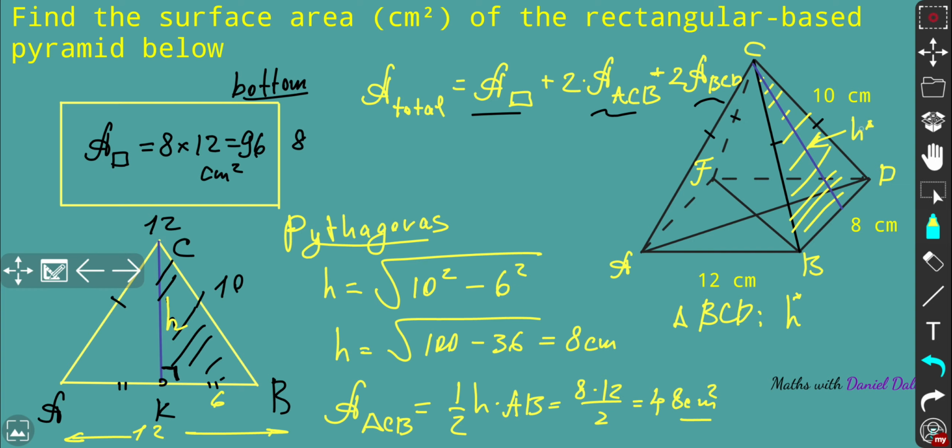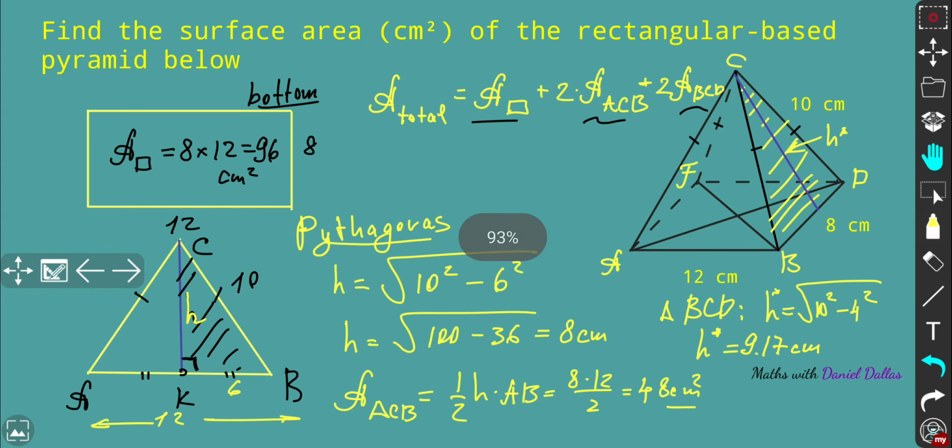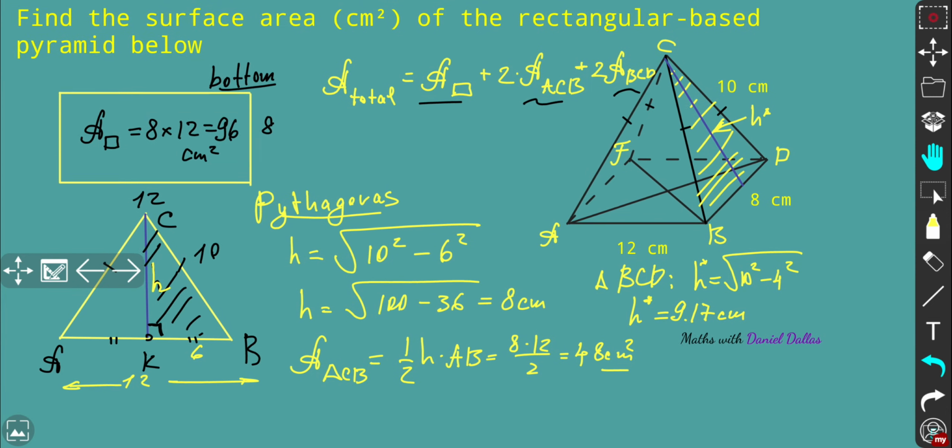So this is h star. It's going to be 100 minus half of 8, which is 4. So it's the square root of 10 squared minus, using Pythagoras, the same approach, 4 squared, and h star is going to be, let's use the calculator. So in this case, 100 minus 16. And what I've got, 9.70. So 9.70 centimeters.